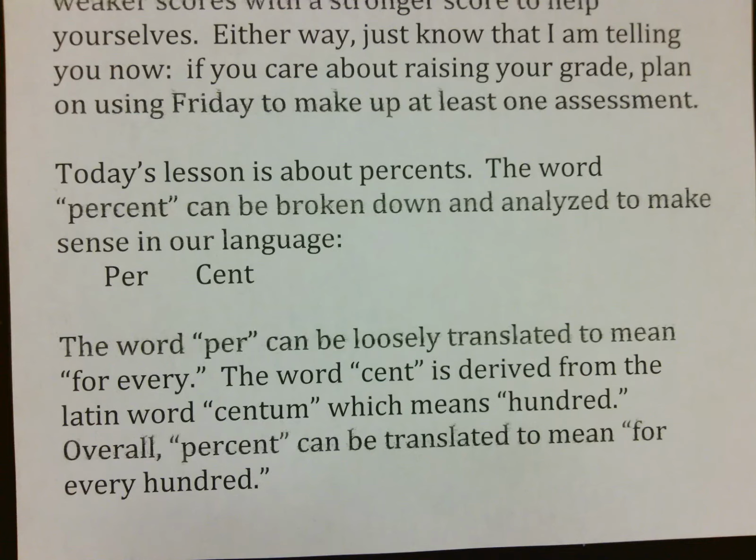Today's lesson is about percents. The word percent can be broken down and analyzed to make sense in our own language. The word per can be loosely translated to mean for every. So per means for every. The word cent is derived from the Latin word centum, which means 100. So overall, percent can be translated to mean for every 100.